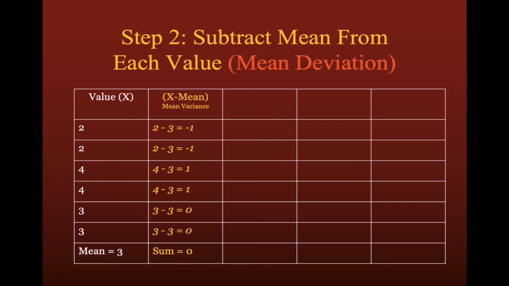The second step is to subtract the mean from each of the values. So for the first value of 2, it's 2 minus 3. That gives you a value of negative 1. Again, 2 minus 3 for the next one is also negative 1, and so on. When you add them up, if you did it correctly, you should get a sum of 0. Okay? That's just a sign that you're on the right track.